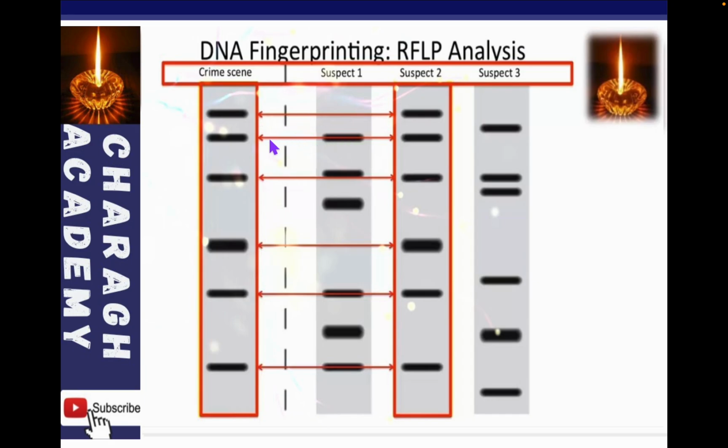So you can see suspect 1 is not the person who did the crime, although they have 2, 3, 4 fragments that are the same. But then if we take a look at suspect 2, it is the same, right? So everybody has a unique RFLP, and this is what gets people caught in court, okay?